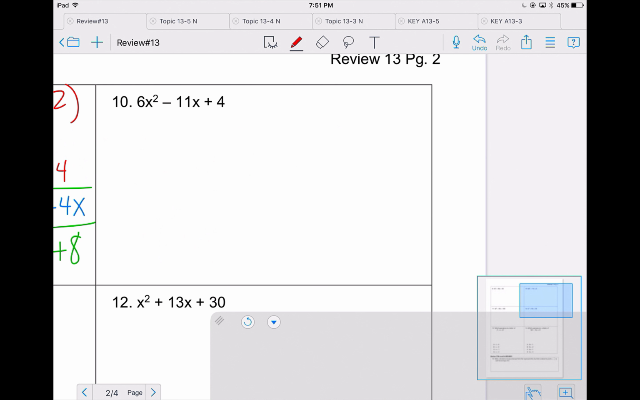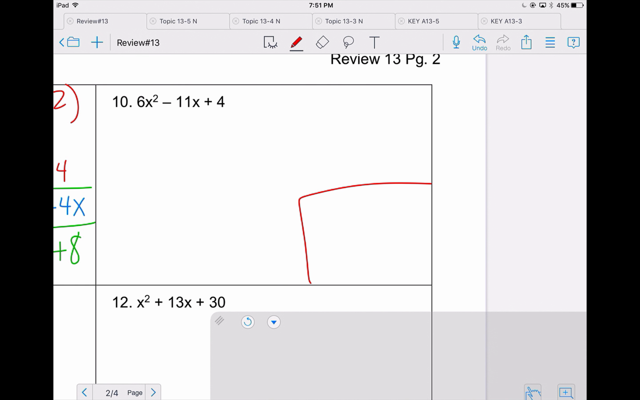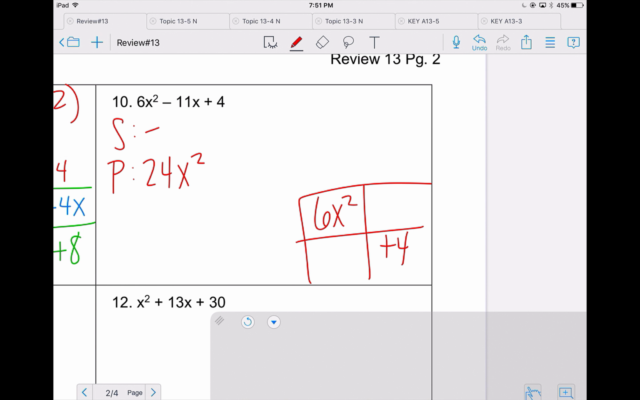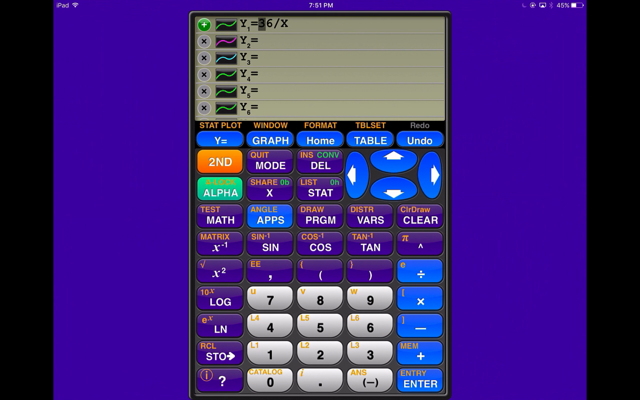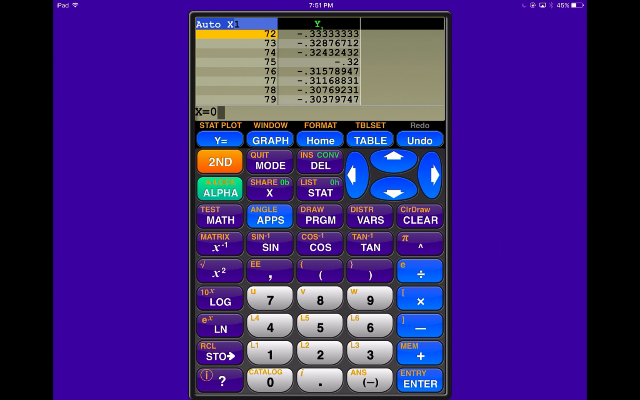Problem 10, I do not have any GCF, so I go straight to the box. 6x squared plus 4. So my product is 24x squared. My sum is negative 11x. So in y equals, I put negative 24 divided by x, and look at the table. I'm looking for two numbers that add to a negative 11.